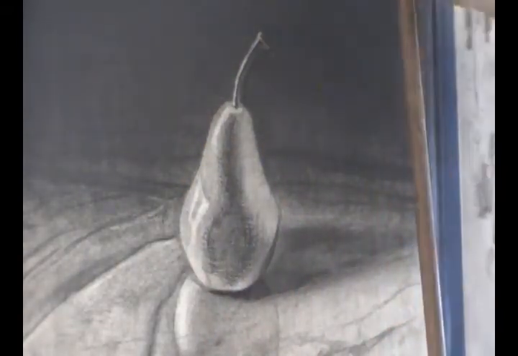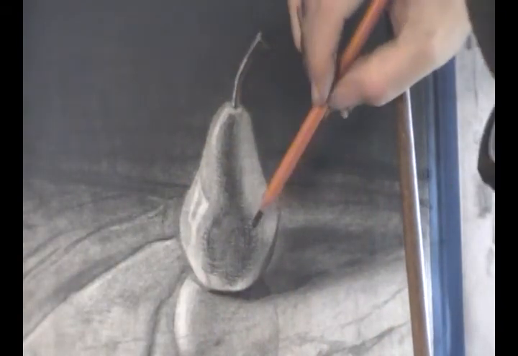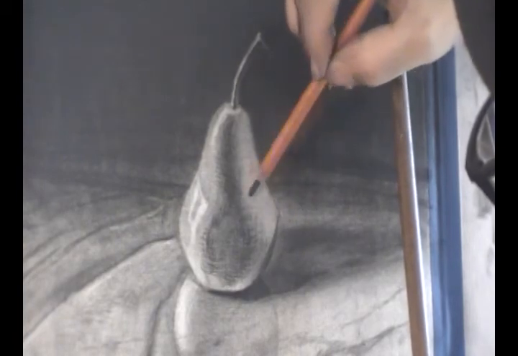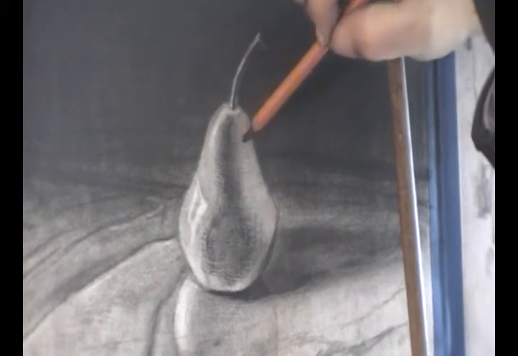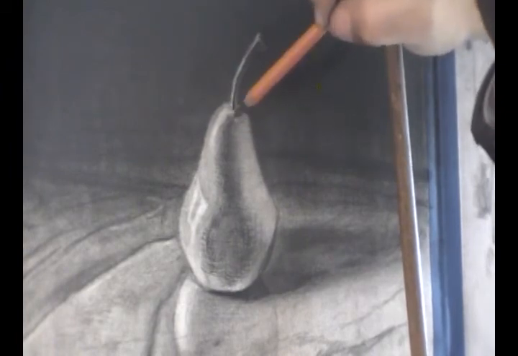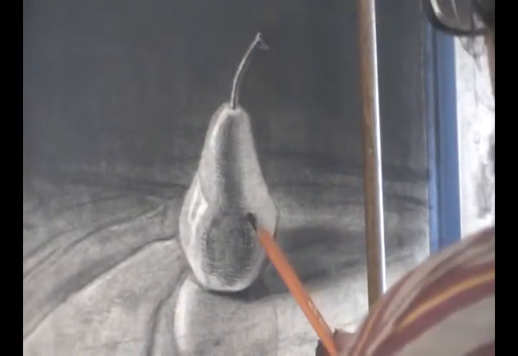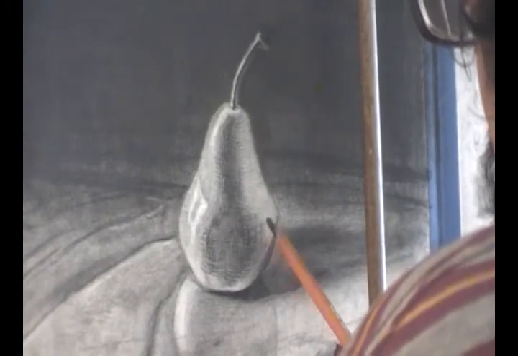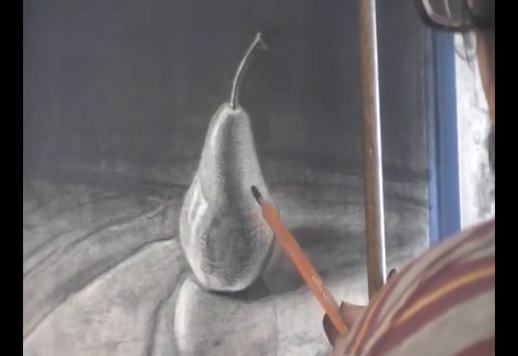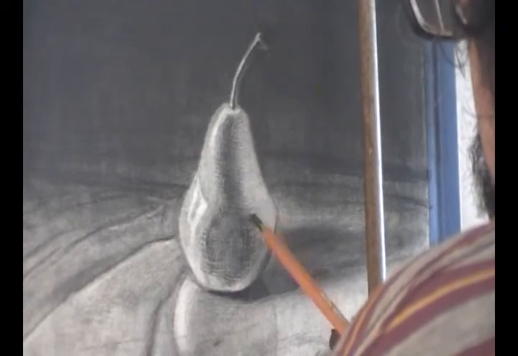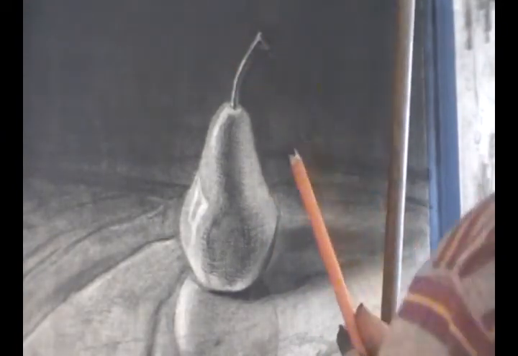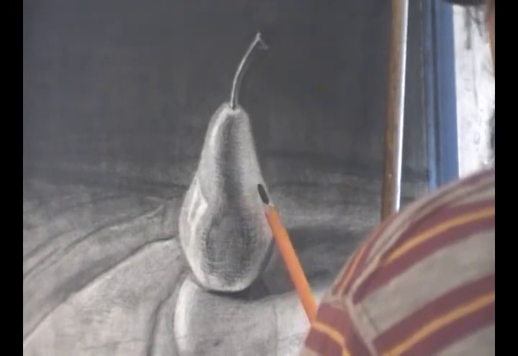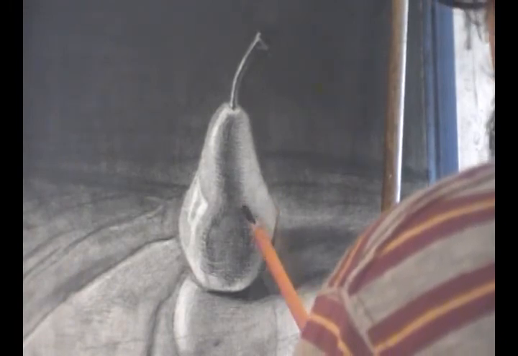Then I can take my harder pencil. I can wrap up around the perimeter of the pear in the reflected zone, reflected light zone. It's very crucial what we are doing right here. I'm not smudging everything there. I'm using this drawing or shading or mark making technique that we've talked about in mark making.